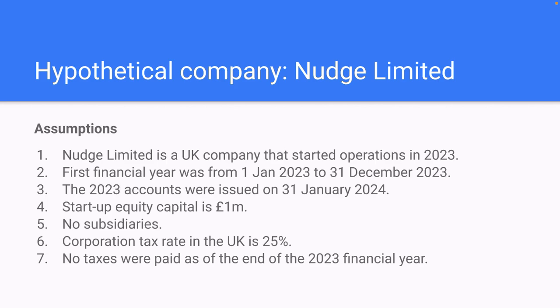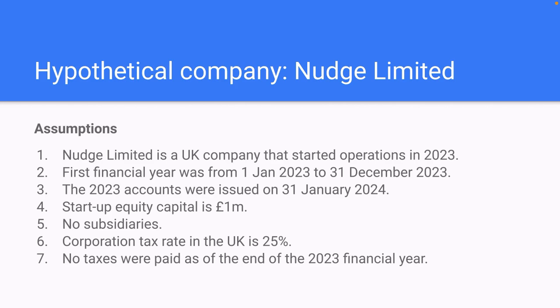So the first assumption is that Nudge Limited is a UK company that started operations in 2023. The first financial year ran throughout 2023 from January to December. The accounts were issued at the end of January 2024. Startup capital is £1 million. Nudge Limited has no subsidiaries. Corporation tax rate in the UK is 25%. And as of the end of 2023, no taxes have been paid.